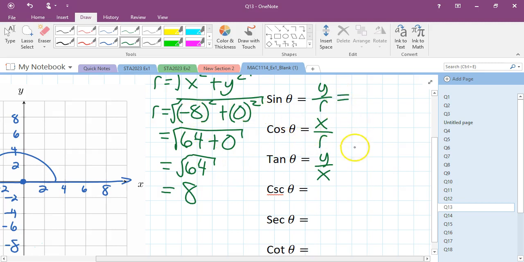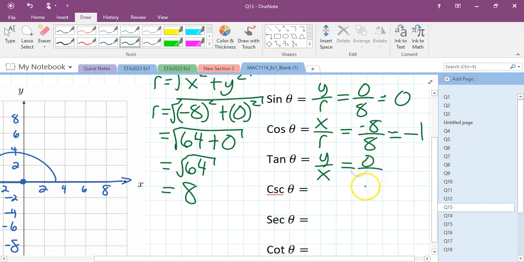So, y over r. What was our y value? What was our r value? So that gives us 0. What was our x value? What was our r value, which was 8. And that gives us? And what is our y value? What is our x value? And that gives us? So there you go. Now we know the original 3, so we could easily get everybody else.